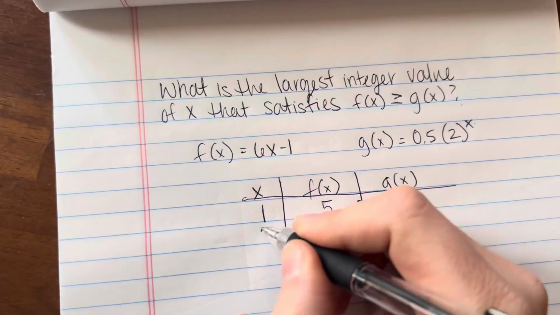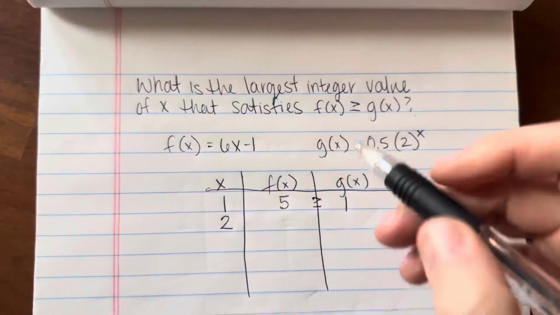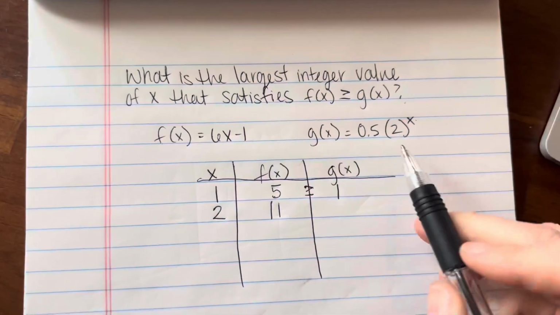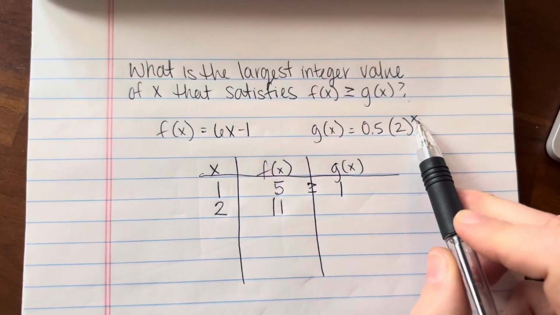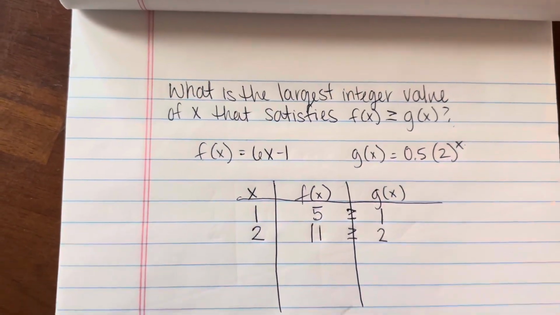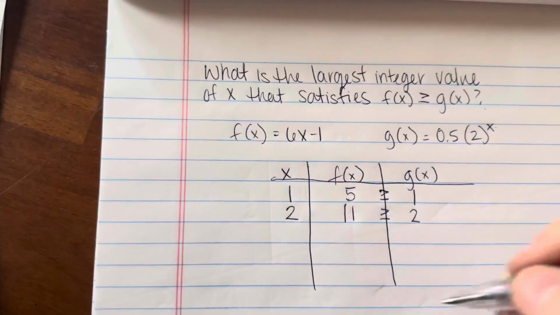All right, so our next integer value that we'll pick is 2. 6 times 2 is 12. 12 minus 1 is 11. And here, 2 to the second power is 4. Half of 4 would be 2. Still holding true that f of x is greater than g of x.